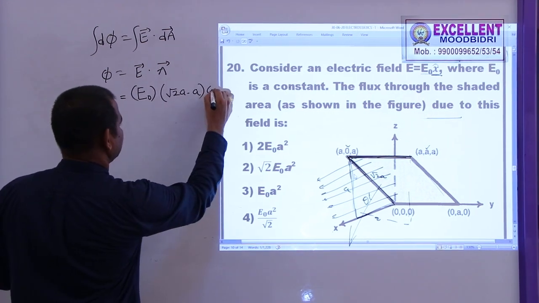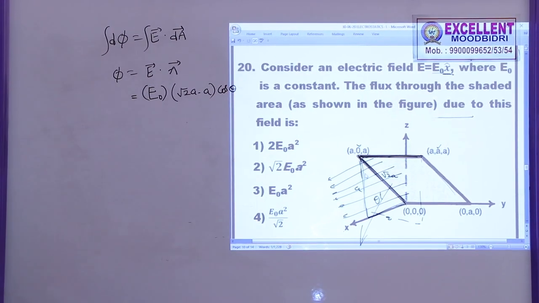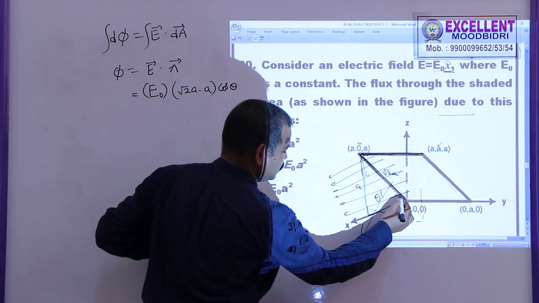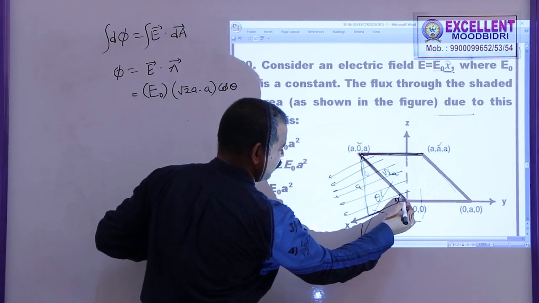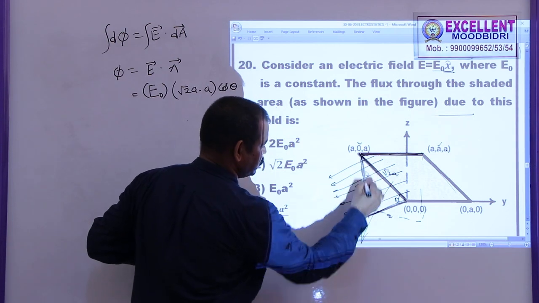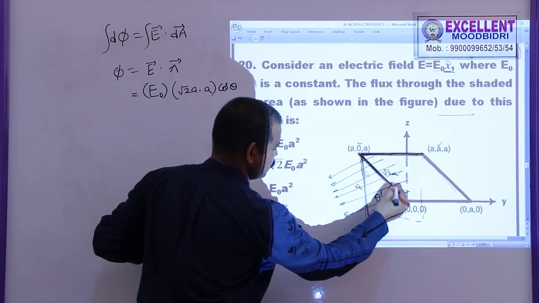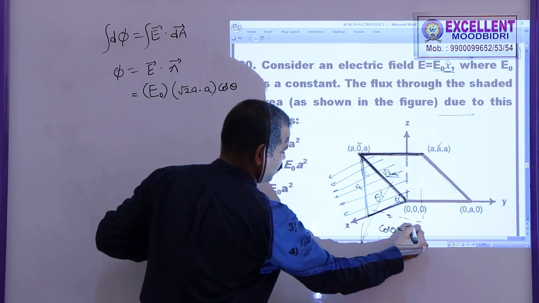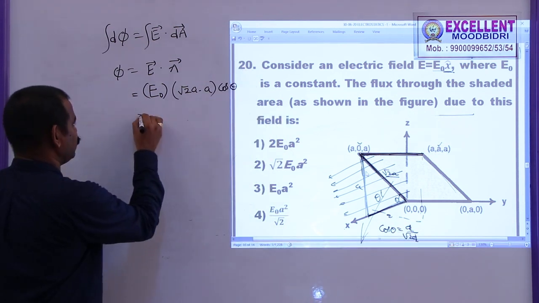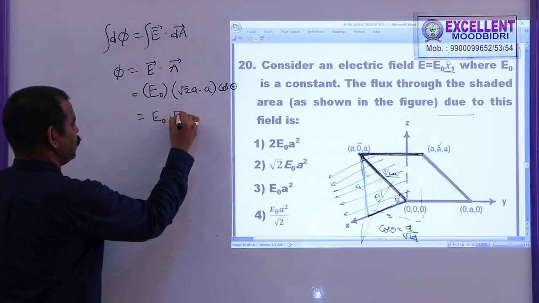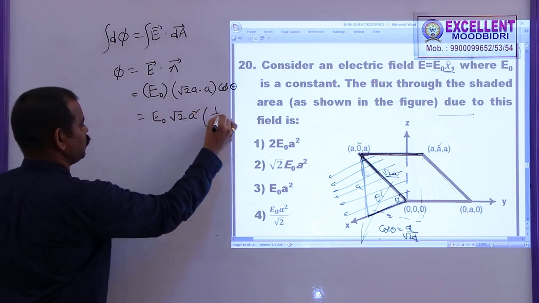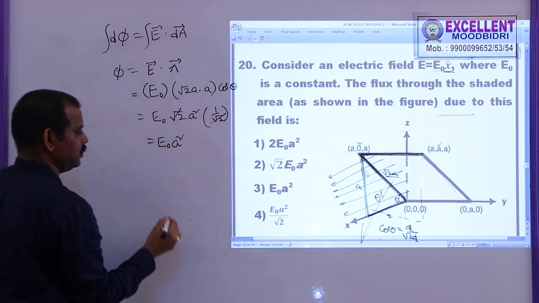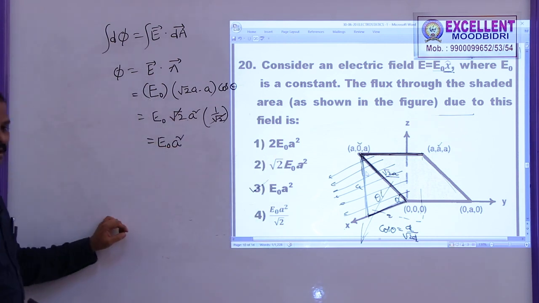Here this is cos theta. This angle is also theta, and we know the opposite side is A, the adjacent side is A, and the hypotenuse is root 2A. So cos theta is equal to A by root 2A, A cancels, so 1 by root 2. So this is E naught root 2A square into 1 by root 2, this cancels. So the flux through this area is E naught A square.